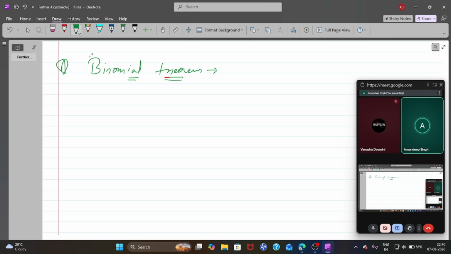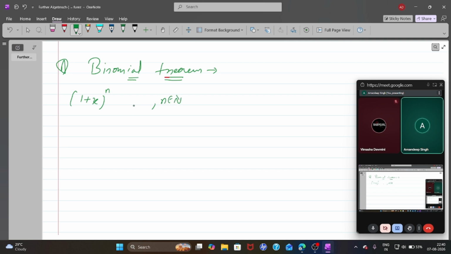So basically, if I talk about AS level, what we have learned in binomial theorem. First of all, binomial means two terms, right? So we did the expansion of two terms in AS level. Definitely in A level as well, because the name of the chapter is binomial theorem, we will only learn the expansion of two terms, right? That's what binomial means. But in AS level, the power was a natural number, right? If you remember.